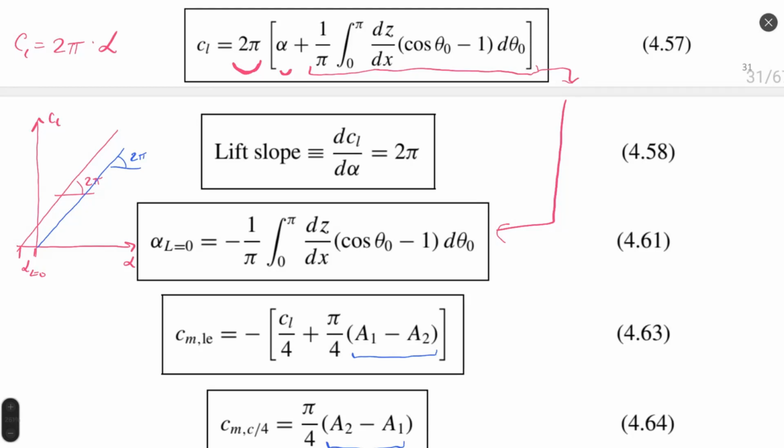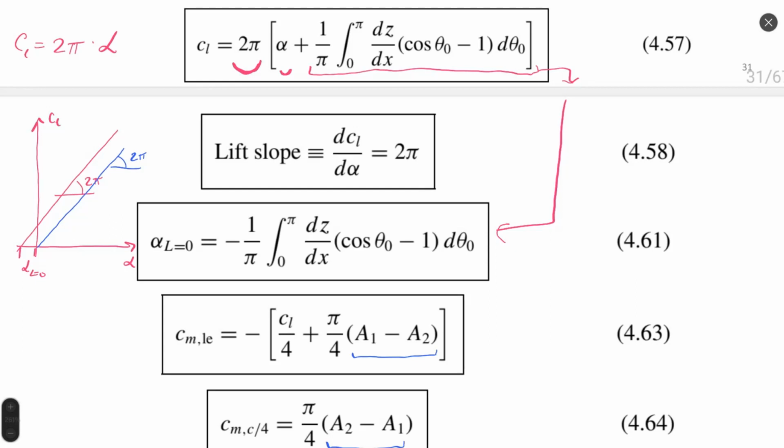And for cambered airfoil, as we already saw in equation 57, it is also proportional to a constant 2 pi and proportional to alpha, with the addition of a shift in angle, which is alpha L0, the angle of attack at which lift is equal to 0, calculated by equation 61, an integral function.